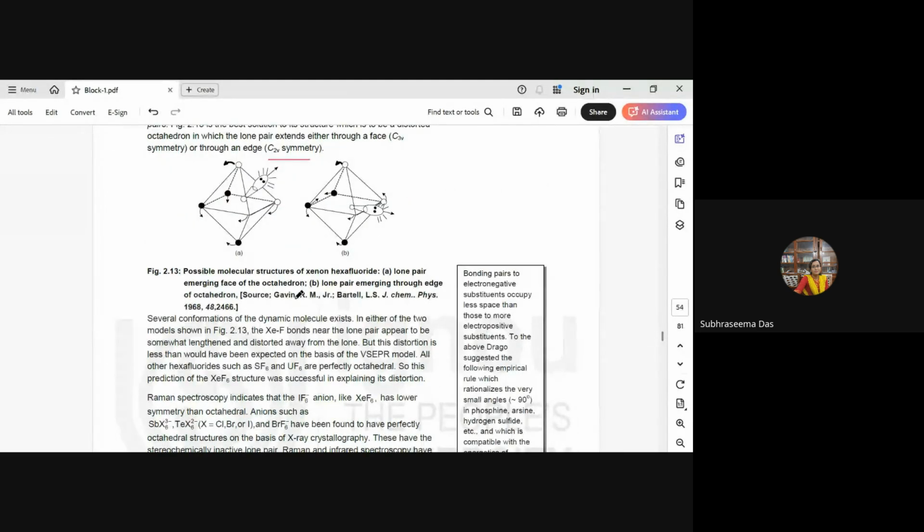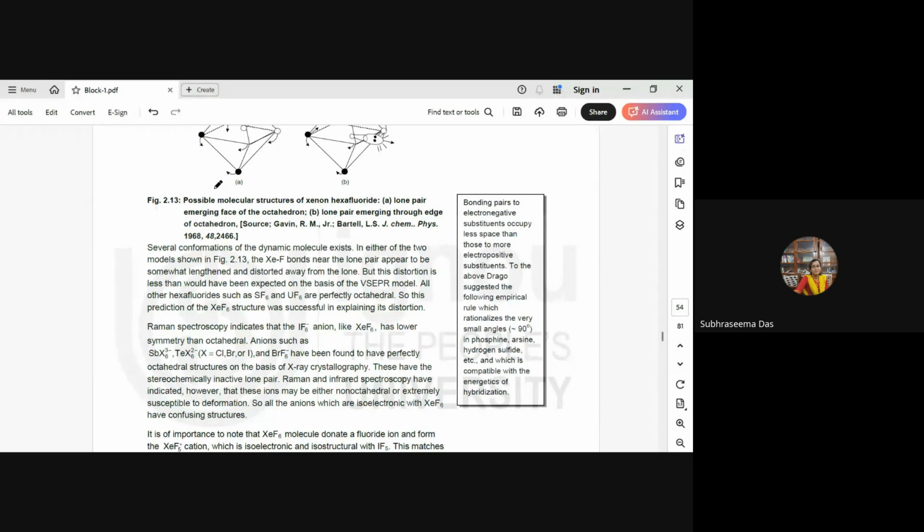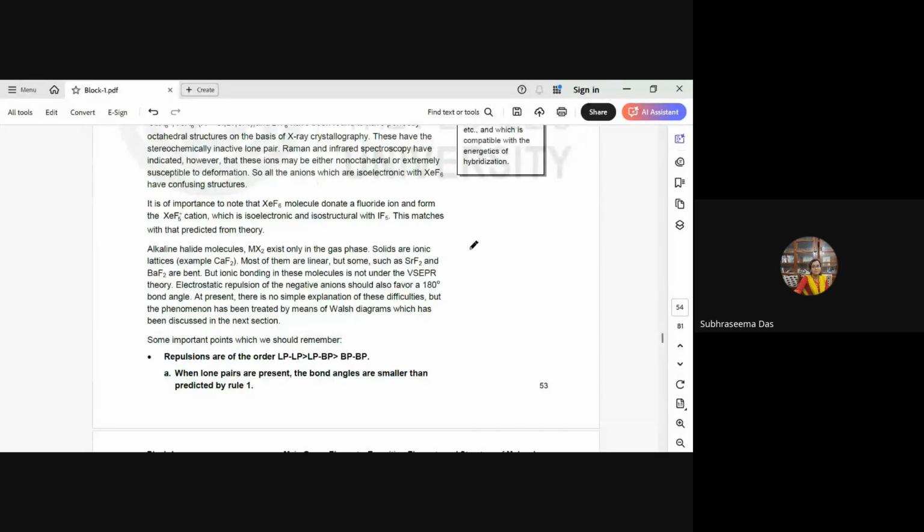Now several conformations of these dynamic molecules exist. So to actually predict the structure, different analytical techniques such as Raman spectroscopy, X-ray crystallography, or IR have been performed. Then comparing this data, we can predict the geometry of XeF6. XeF6 can donate a fluoride ion and form the XeF5 plus cation, which is isoelectronic and isostructural with IF5. So this also matches the predicted theory.